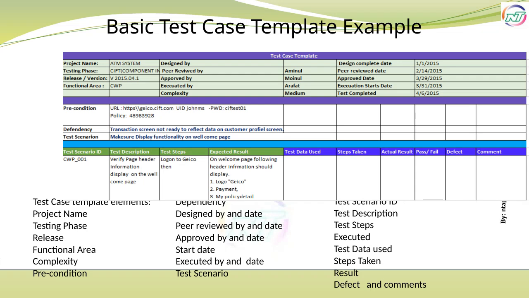The core section details the test scenario, including a unique ID, description, and detailed test steps. It specifies the expected results so testers know exactly what to verify. There are columns to document the test data used, steps taken during execution, actual results observed, and whether the test passed or failed. Finally, any defects found and comments provide room for feedback and tracking issues. This systematic approach ensures clarity, accountability, and comprehensive coverage when validating software functionality, which is essential in both traditional and agile testing environments.